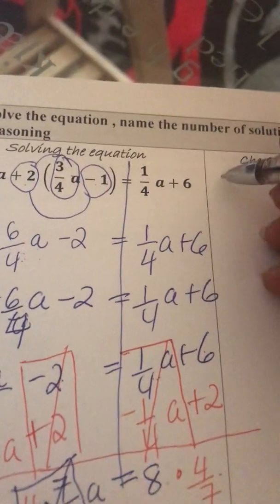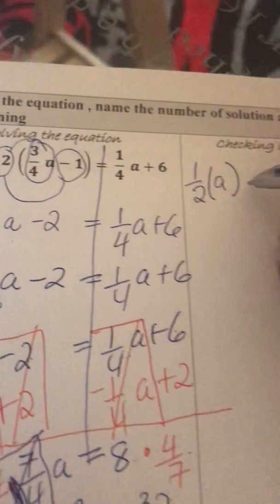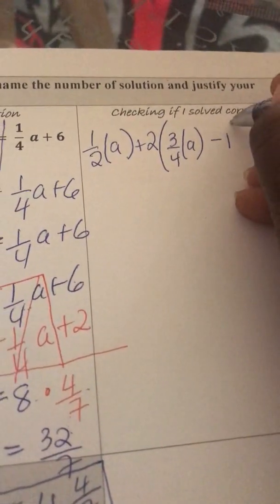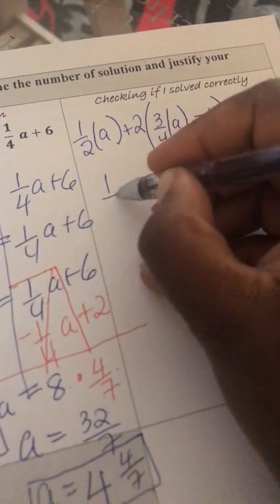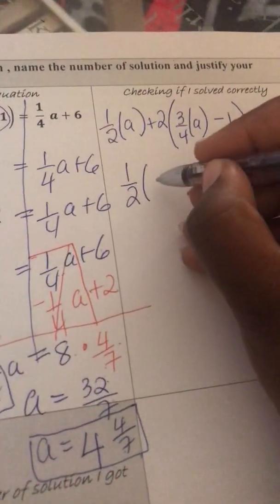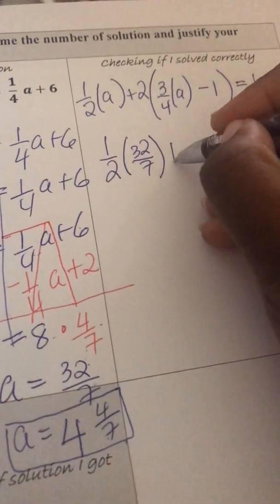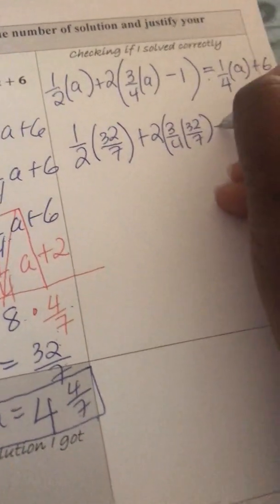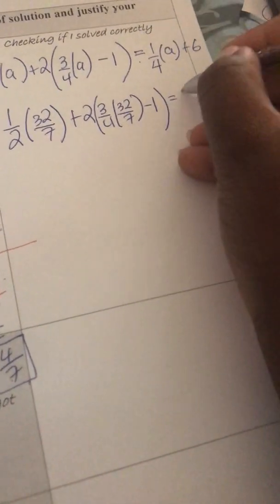Put it over there. So this becomes a half bracket a plus 2, 3 over 4 bracket a minus 1, and then is equal to a quarter bracket a plus 6. Wherever there is a, you put your a. What is your a? Use the improper fraction. 32 over 7 plus 2, 3 over 4, 32 over 7 minus 1 is equal to a quarter, 32 over 7 plus 6. Check for yourself. How many solutions? One solution.